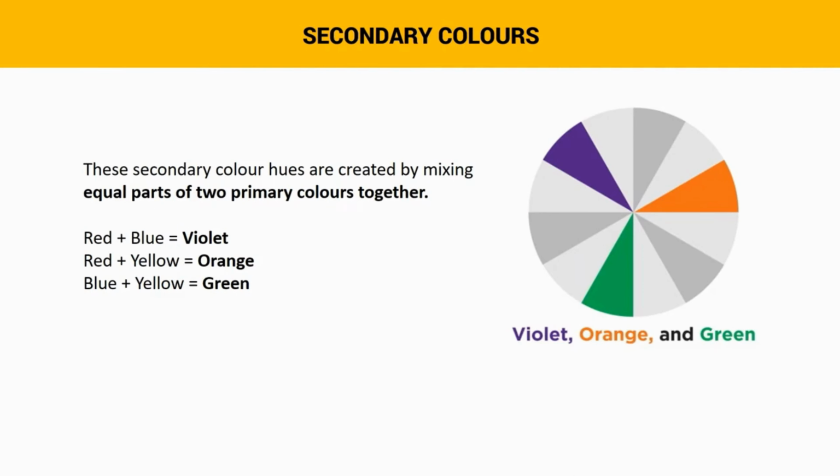Number 2. Secondary colors. These secondary color hues are created by mixing equal parts of 2 primary colors together. Red plus blue equals violet. Red plus yellow equals orange. Blue plus yellow equals green.